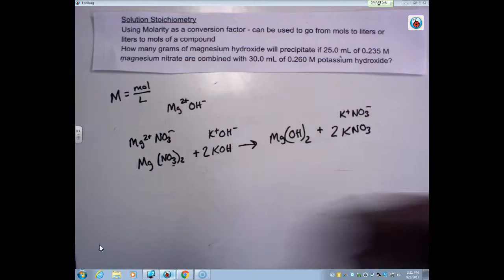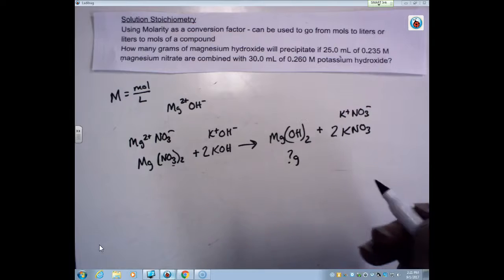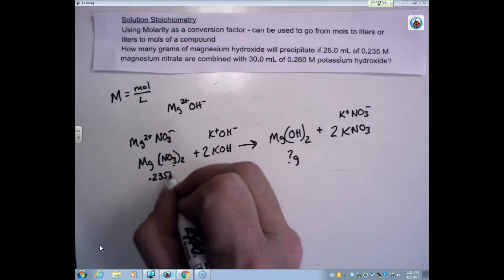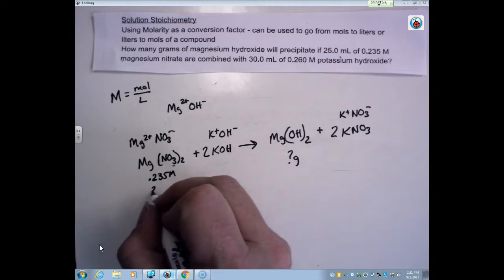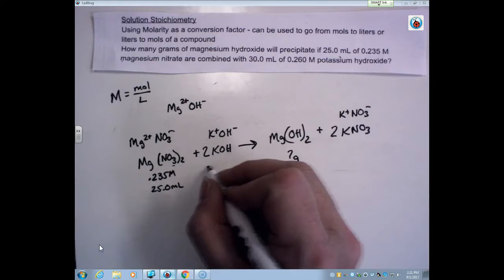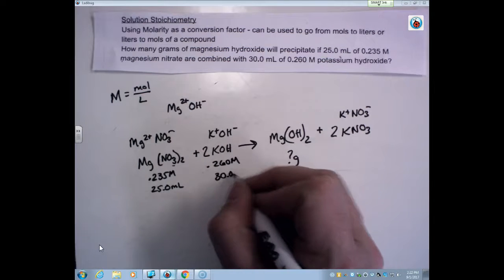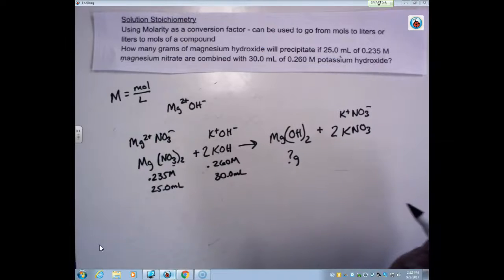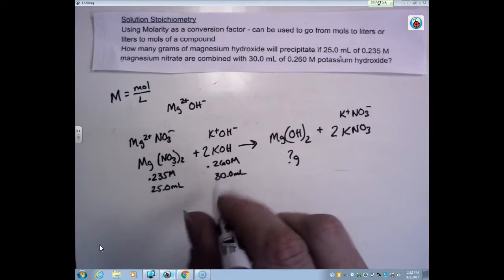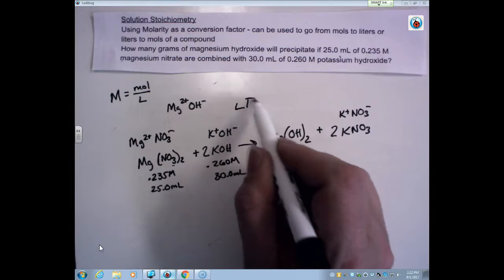Now let's extract some information out of the problem. So we want to know how many grams of this are going to be formed. I have 0.235 molar concentration of this, and we're going to use 25 milliliters. Then in this one, we're going to have 0.260 molar concentration, and we have 30 milliliters of it for them to react. Well, we have the given amounts of 2 reactants. That means we are going to have to find the limiting reactant.